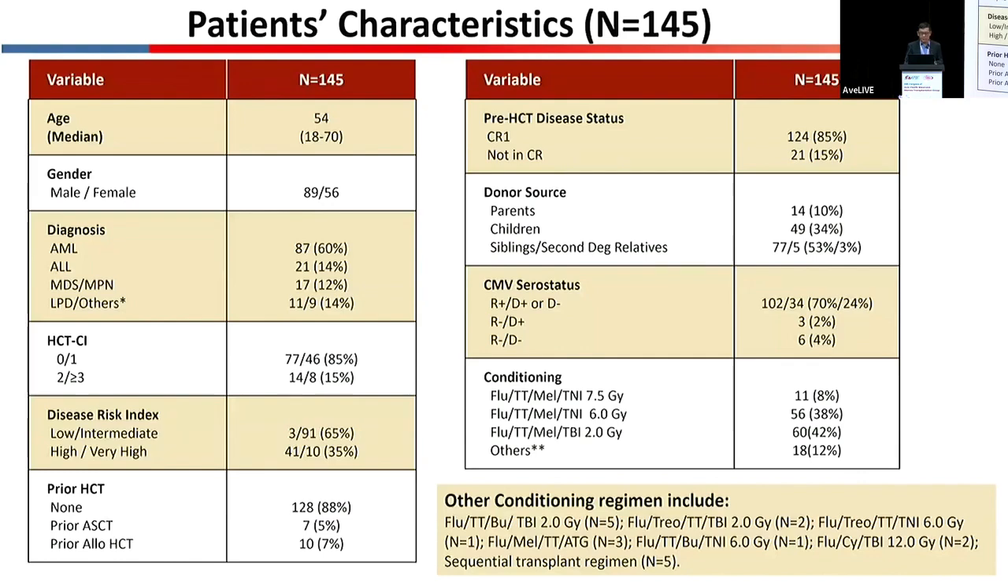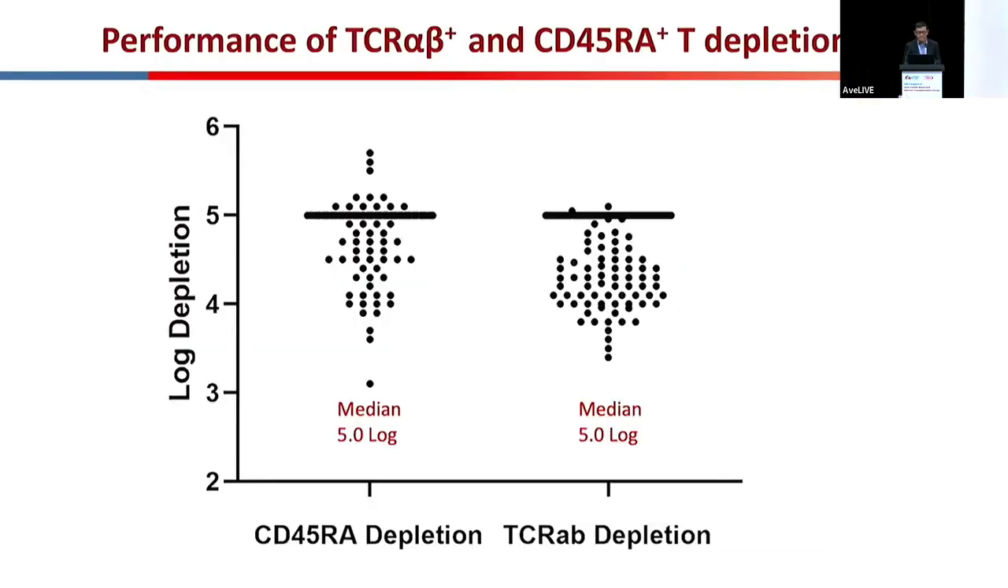Half of the patients received a donor from their sibling or second-degree relative, the other half either from parents or children. Most of these patients were given the fludarabine, thiotepa, melphalan-based protocol with or without TNI. Those patients without TNI, we substituted with TBI. And you can see that the T-cell depletion is quite effective. The median log CD45RA depletion was 5.0, and that of alpha-beta depletion was 5.02.